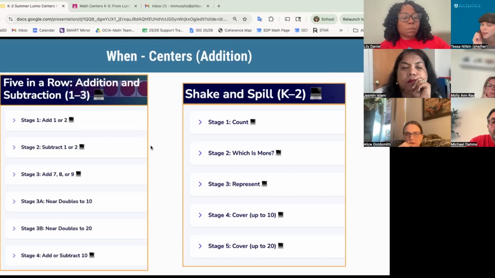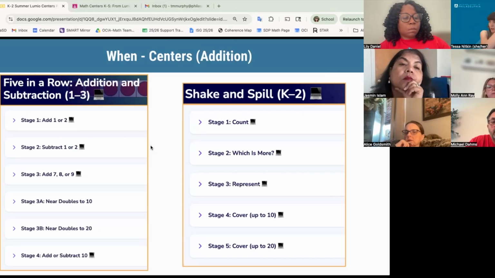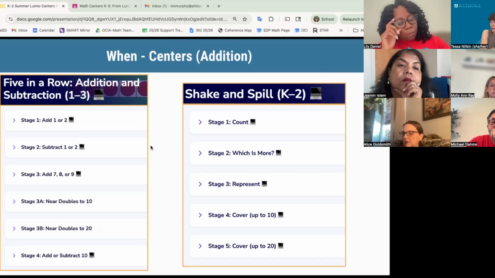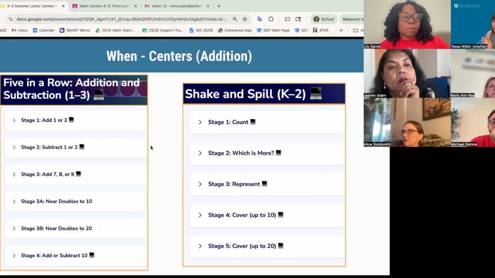Yeah. So if I think back to that table we had earlier where we talked about how fluency starts with counting and we want to get to automaticity, we're starting with counting in Shake and Spill, which is how we're beginning that addition and subtraction. The which is more is developing something called relative magnitude, which is one of the components of number sense. We're thinking about how we compare number size, knowing that 3 is bigger than 2, that 10 is bigger than 2. That's really important for students to later have reasonability in their addition facts.